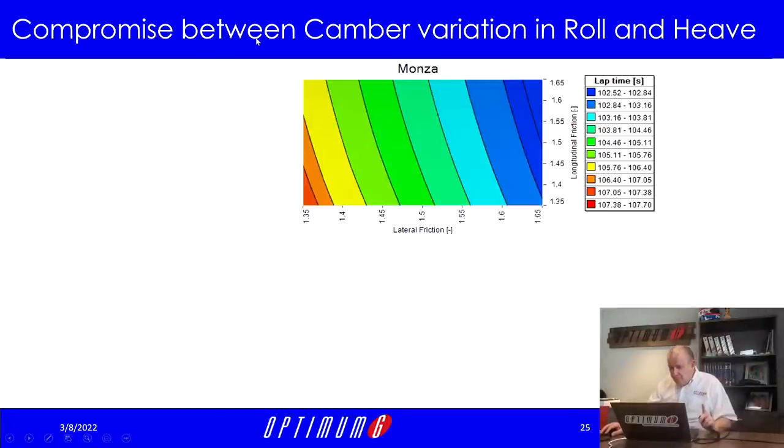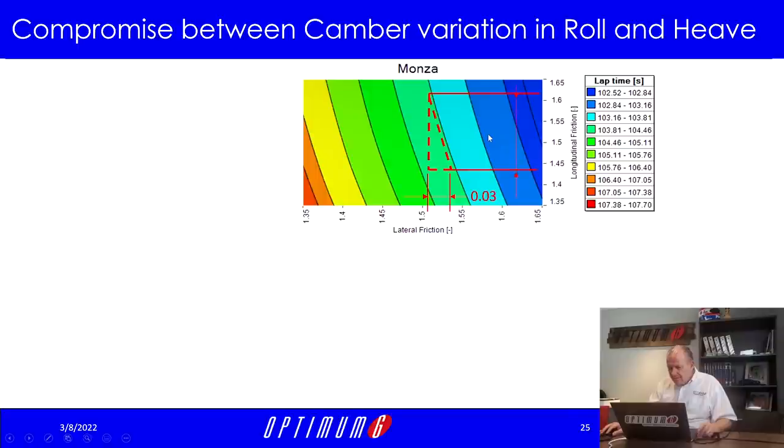So let me give you a very important point here. I'm going to go to Monza, and I'm going to change the lateral grip here. I'm going to reduce the lateral grip from 1.55 to 1.52. So there's a change here of 0.03. How much do I need to compensate? Oh, but these are the iso lines of the lap time, I forgot to tell you. How much do I need to compensate the reduction of the lateral grip by an increase in the longitudinal grip?